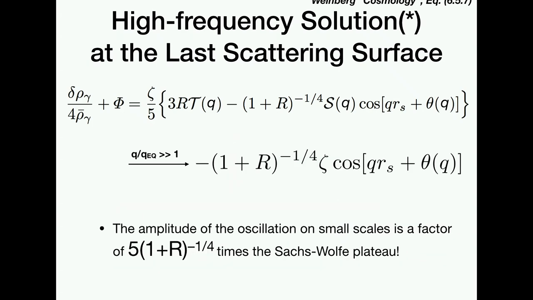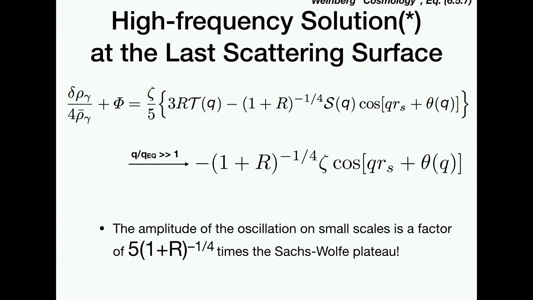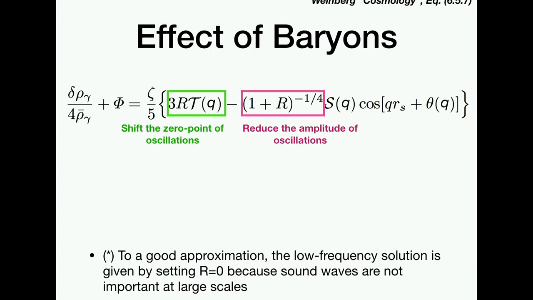In the high frequency limit, you get this. And look, compared to what you had in the low frequency limit, there's a factor of 5 times 1 plus R to the minus quarter. So there's a huge boost in power as you go to smaller scales. And once again, that's due to decay of gravitational potential during the radiation era inside the horizon.